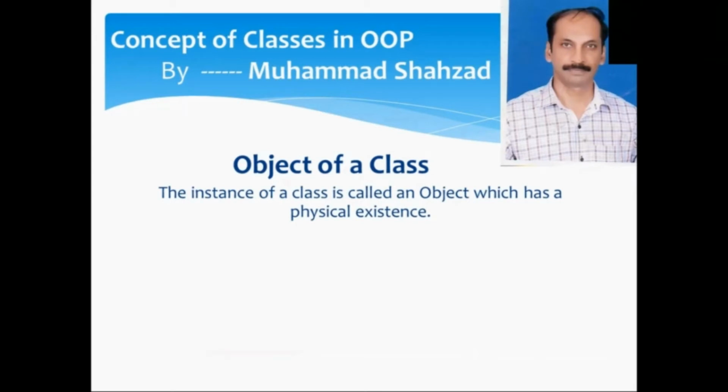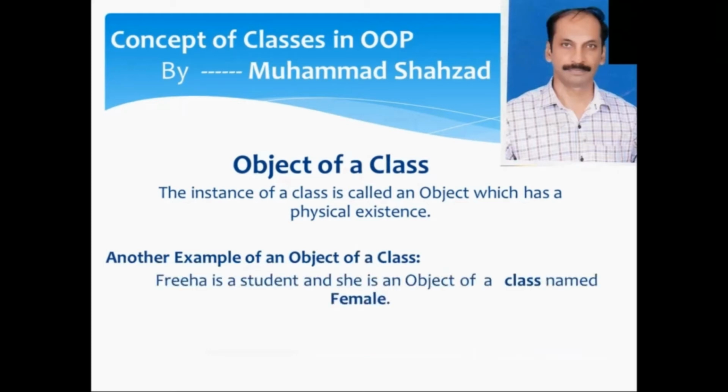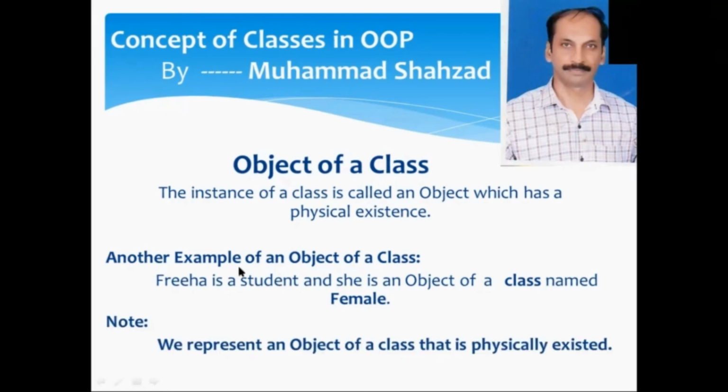Now, I'm telling you another example of an object of a class. Fariha is a student and she is an object of a class named female. It means Fariha belongs to the class female, and Fariha is an object of the class named female. Did you get, Mr. Behzad? Yes, sir. We represent an object of a class that is physically existing. All right.